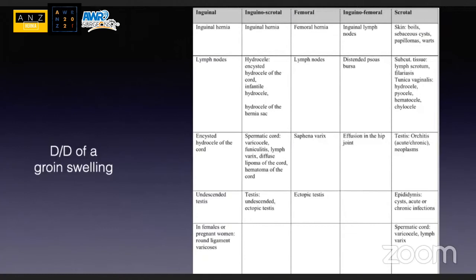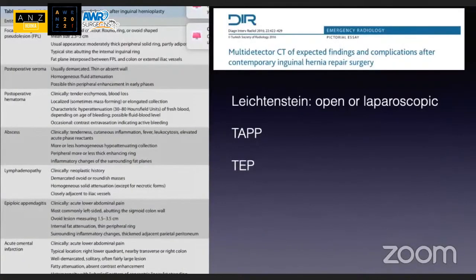The differential diagnosis: when a patient is sent to you with a groin swelling, it is important to remember that in addition to a hernia, you can have lymph nodes, an encysted hydrocele of the cord, things like undescended testis or round ligament varicosities, etc. It is just important to remember the differentials when you're performing the imaging. Now I'm just going to spend the last few minutes talking about some post-operative appearances after an inguinal hernia repair. Now this is not something that we do very frequently.